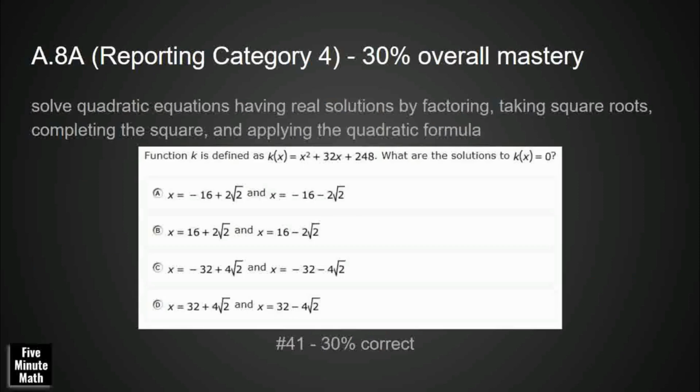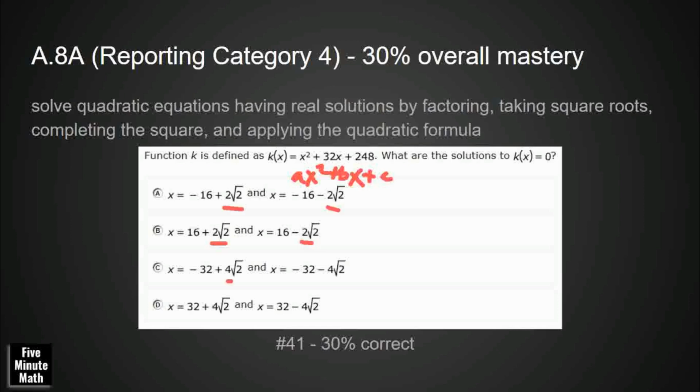So next we have A.8a, also 30% mastery, and this is one of the lowest ones that's not including a new item type. It's just solving quadratic equations. Obviously, we could take square roots, we can factor, we can complete the square, we can apply the quadratic formula. This looks like it's pretty vanilla right here, right? We've got ax squared plus bx plus c. Obviously big numbers, but that's fine because we've got our calculator. But take a look.